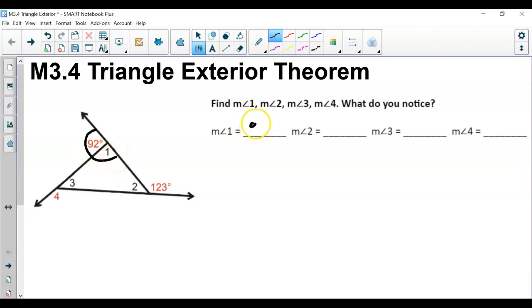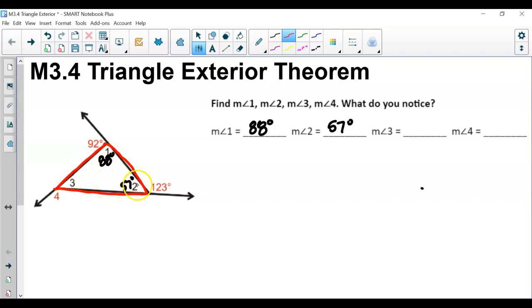So you should have gotten 88 degrees. Angle 2 was also a linear pair, so angle 1 is 88 degrees. Then angle 2, you should have gotten 57 degrees because, again, linear pair. Now 3 and 4 were both missing. However, now you have two angles inside of your triangle, right? So then you could just use the interior angles, where they add up to 180.